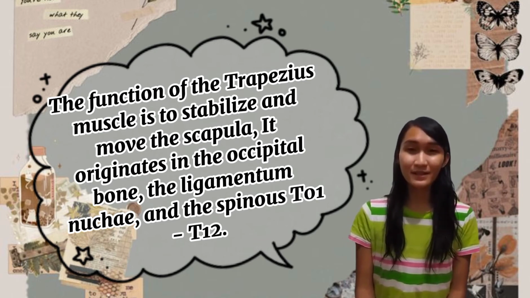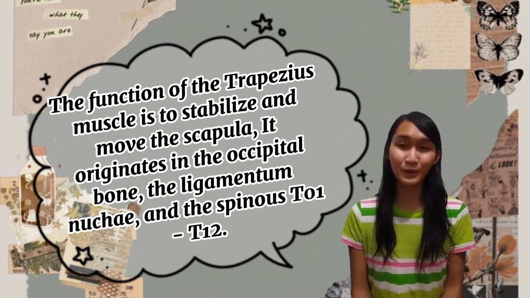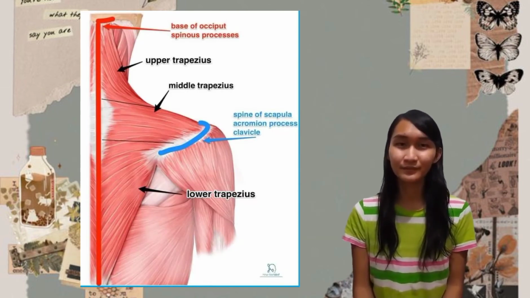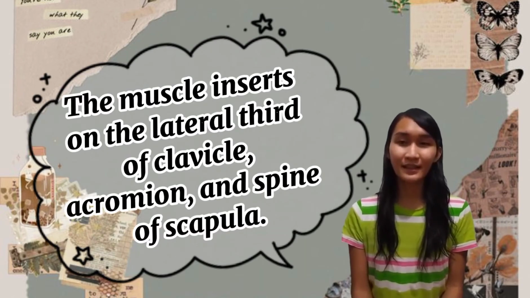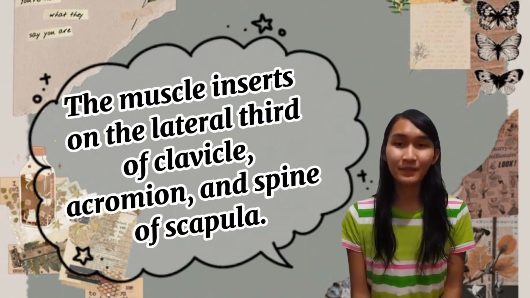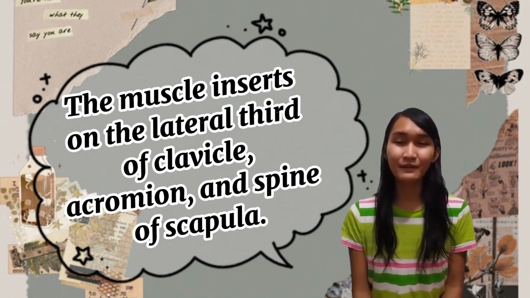Trapezius muscles originate in the occipital bone, the ligamentum nuchae, and the spinous processes of T1 to T12. The muscle inserts on the lateral third of the clavicle, acromion, and spine of the scapula.